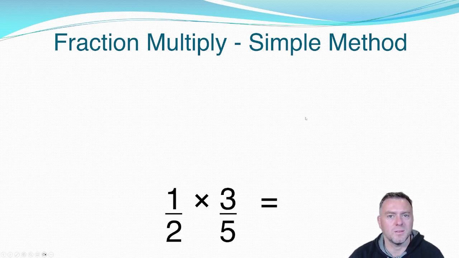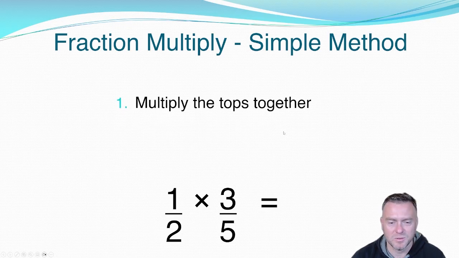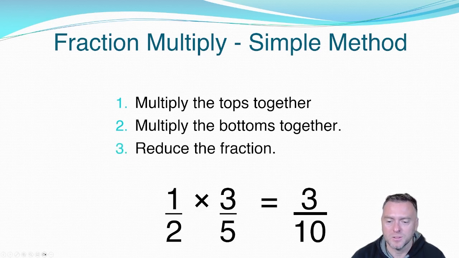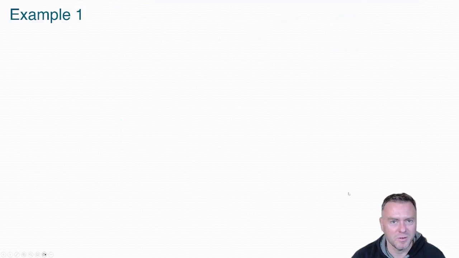So the first way is a really simple method. If you have a half times 3/5, you multiply the top together. So 1 times 3 gives you 3. And then 2 times 5 gives you 10, so multiplying the bottom, and then you try and reduce the fraction if you can. So 3/10, can't do much more, and we're all good. So then we move on to the next one.